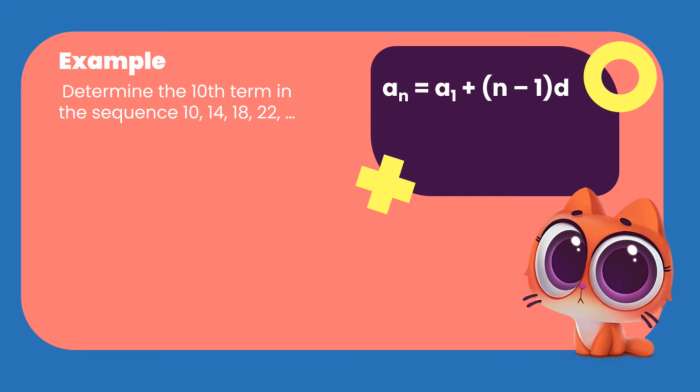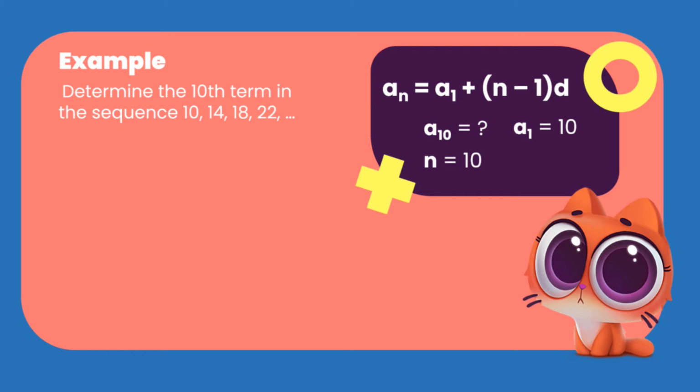And now, using the formula given, a sub n is equal to a sub 1 plus the quantity of n minus 1 times d, our a sub n will become a sub 10 because we are about to find the 10th term in the sequence. For our a sub 1, we have 10 because 10 is our first term. And for our n, since n is the number of terms in the sequence, we have 10.